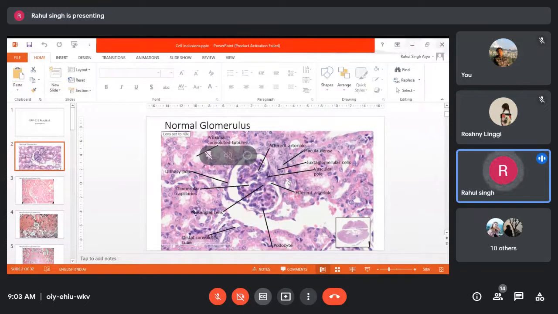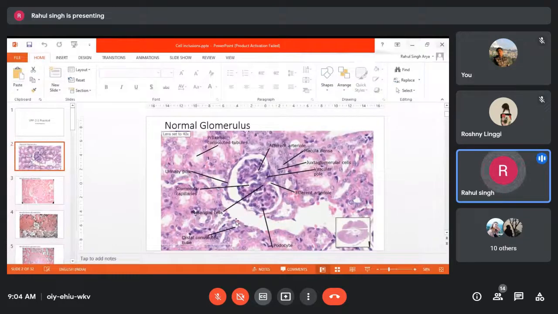This is a normal kidney, where all the parts have been described here. Although I agree there are some minor pathological changes, overall it is a normal kidney. Considering this structure, you can see the glomerulus. This is the Bowman space, Bowman's capsule, the glomerular tuft of capillaries. These cells are present inside here.